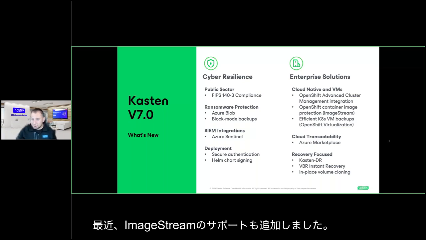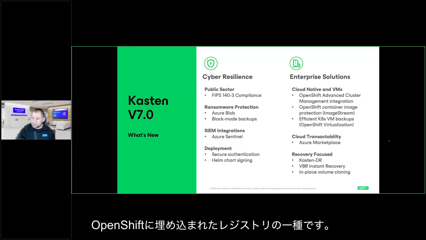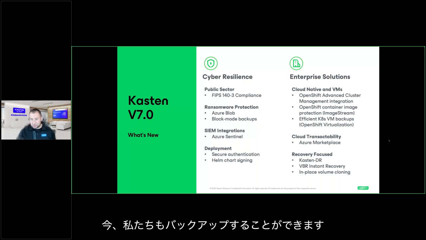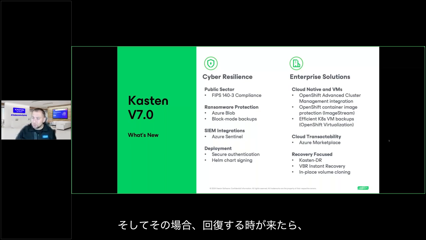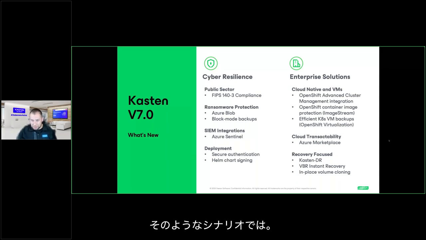Recently, we've added also the support of image stream. So once again, the principle of image stream is a kind of registry that is embedded into OpenShift. And when we back up an application, now we're also capable of backing up the images that could be hosted in the image stream. And in that case, when it comes time to restore, if for whatever reason the image is not available in the image stream, we will be capable of restoring the image and making sure that the restore process will work properly in such a scenario.